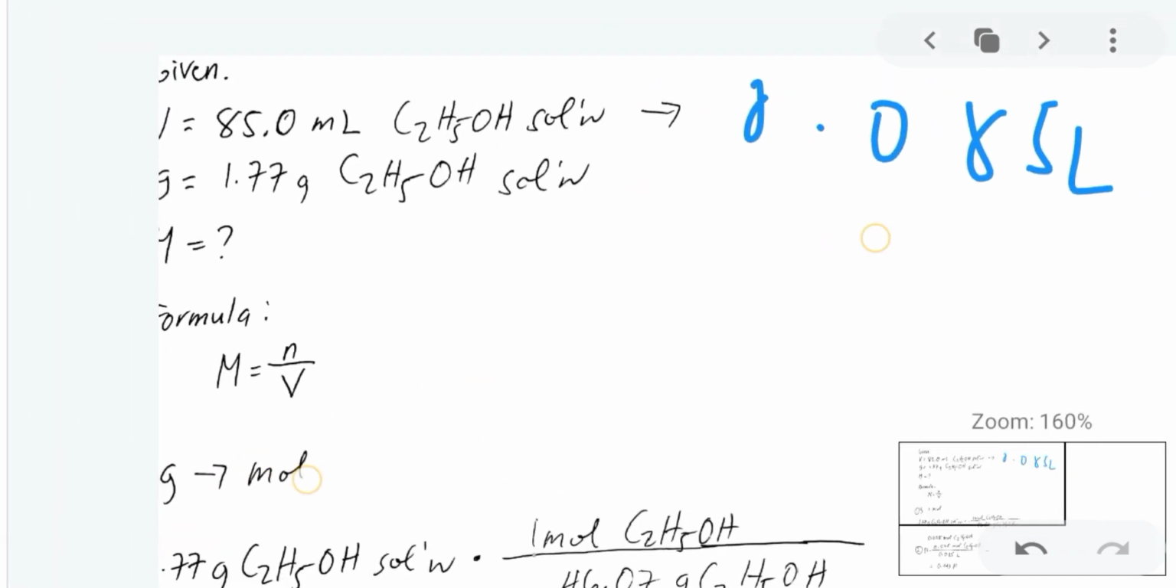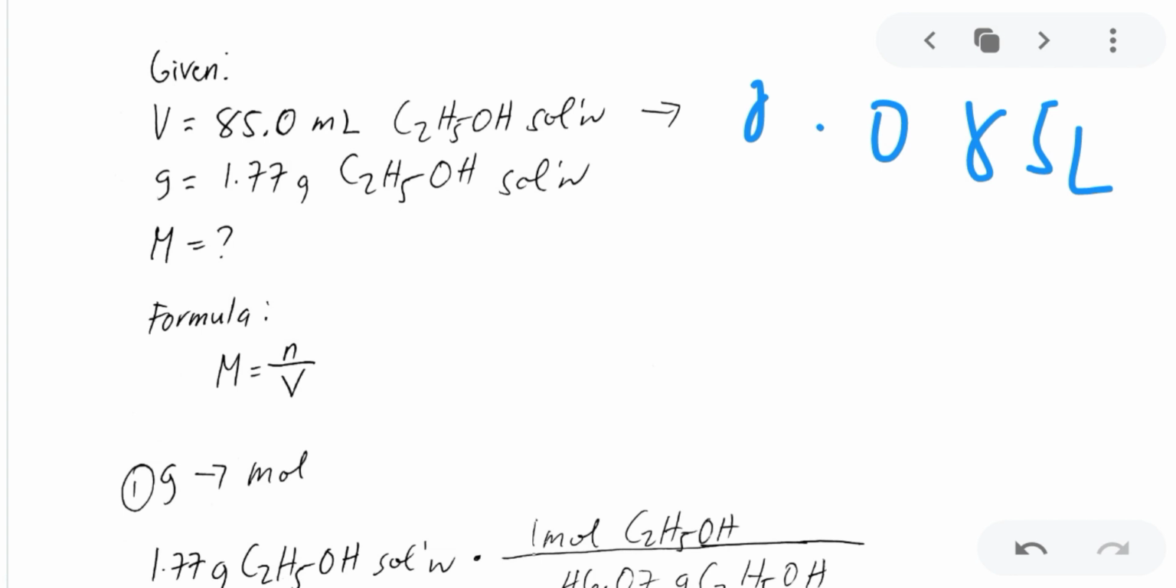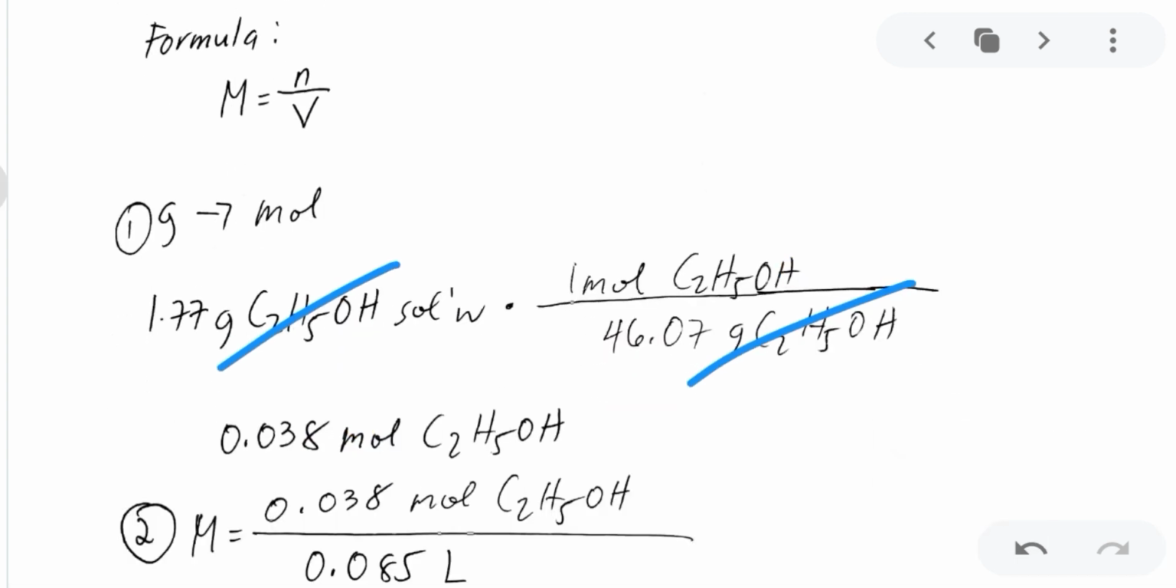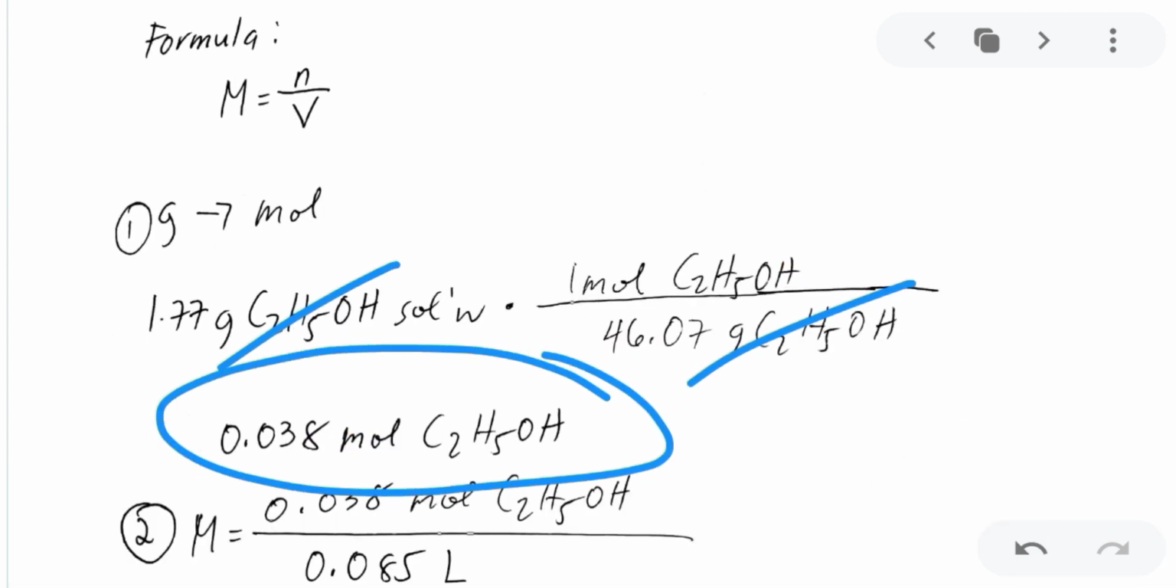But remember, you cannot compute the molarity if you do not have the moles. So, you have to convert the grams into moles. That is the first step: grams into moles. You will have here 1.77 grams of ethanol, and the molar mass of ethanol is 46.07 grams. Put the grams at the bottom so that you can cancel it, and you will have the mole unit. So, cancel the gram unit here. You will have 1.77 times 1 over 46.07, and you will get 0.038 mole of ethanol.